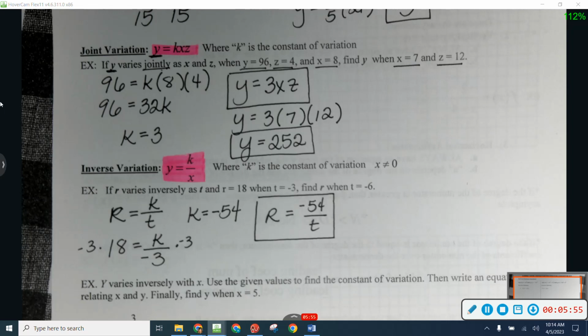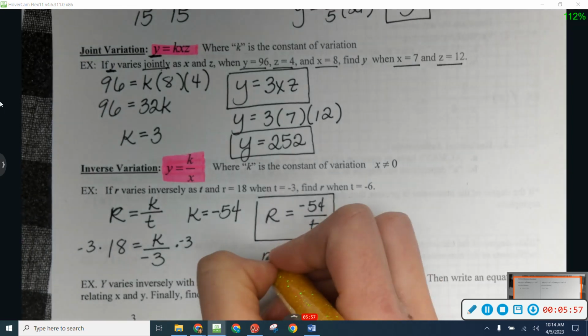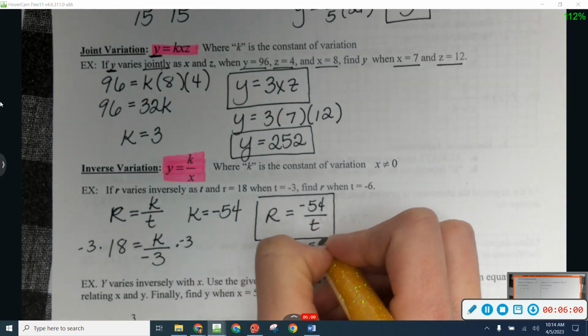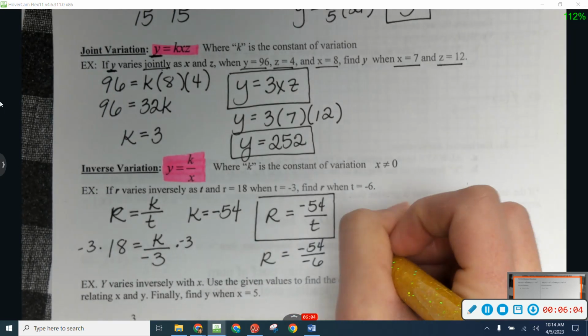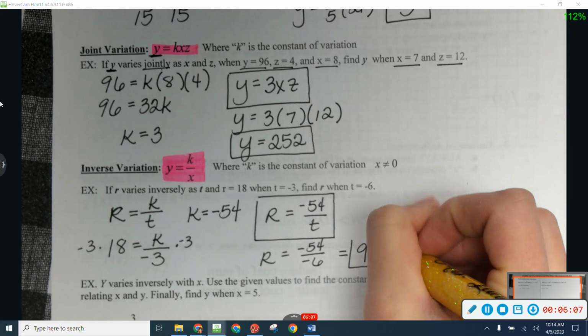So find r when t is equal to negative 6. So r is equal to negative 54 divided by negative 6, which is 9.